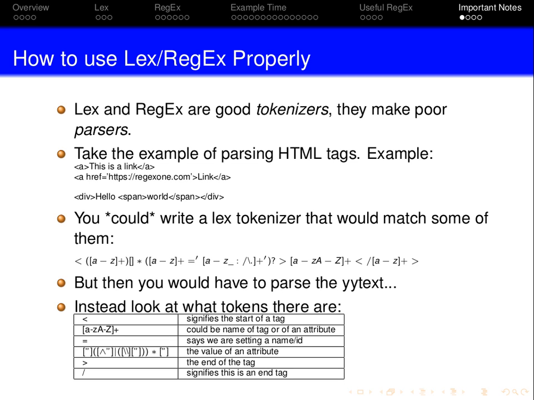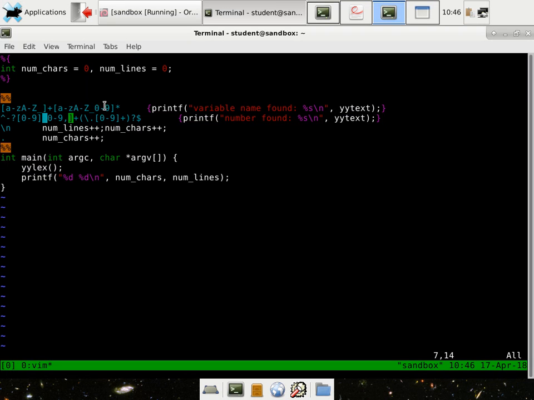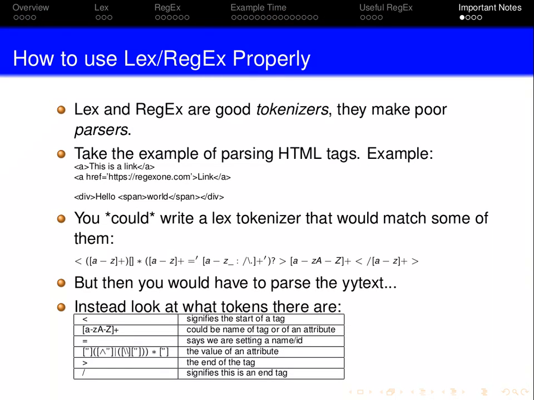Take the example of HTML parsing. You could write a Lex tokenizer that would match some of them, aka that whole token. It would look something like that. That is not useful. Notice that over here in Lex, once you have that token, you have yytext, which is the string. But if you want to get the tag name, now you have to parse the string that you just have. So you kick the can down the road. It really didn't help you any. You see what I'm trying to tell you?